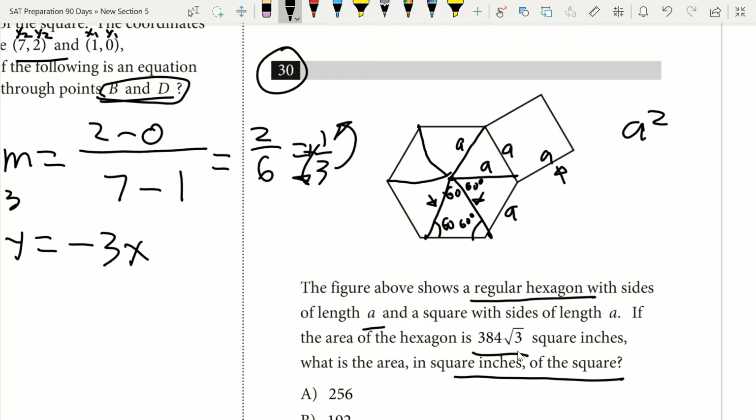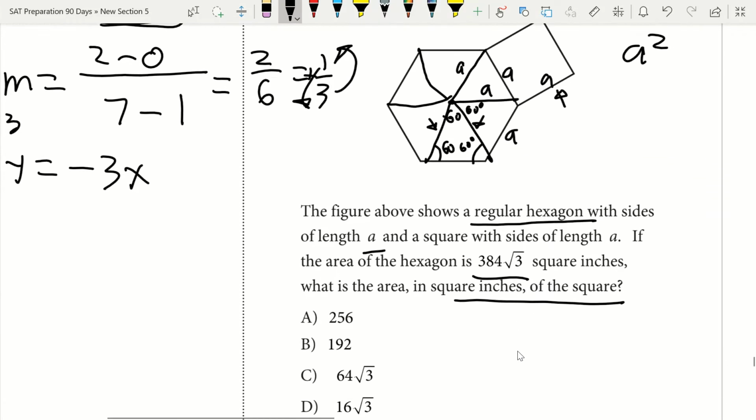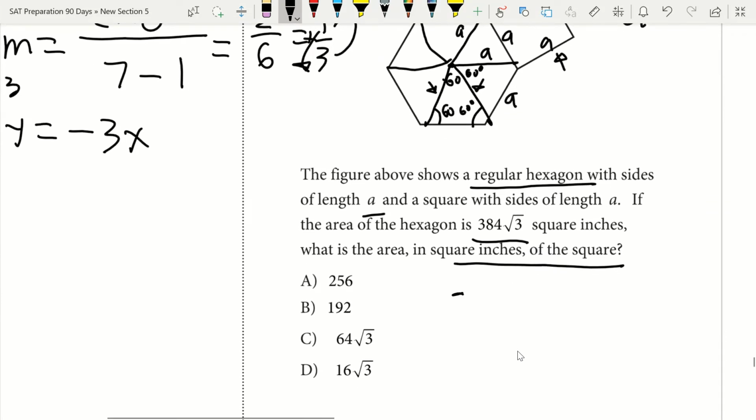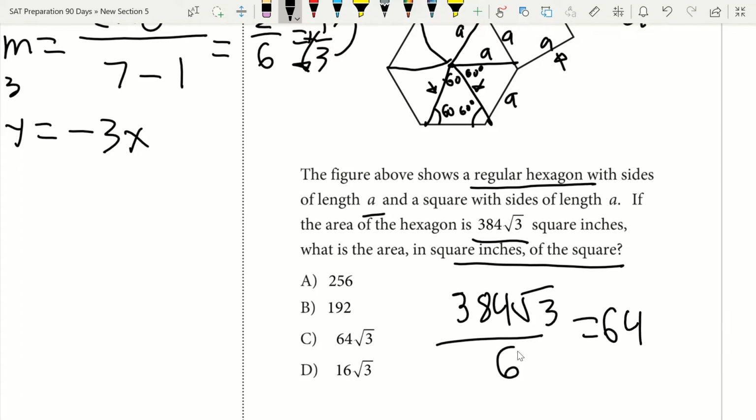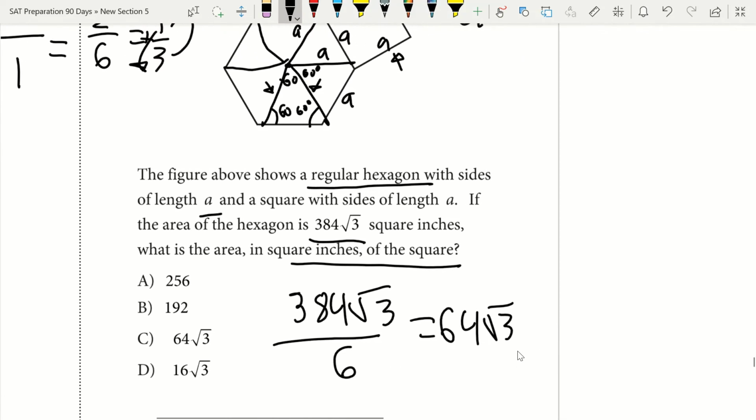At that point, we're going to have to determine the area of that triangle in order to solve for A. The area of that triangle is going to be the area of the hexagon over 6 because there are 6 triangles. So we take that 384 root 3 and split it over 6. I'll plug that into my calculator real quick to simplify: 384 root 3 over 6. We see that that's going to be 64 root 3. So that's the area of a triangle.